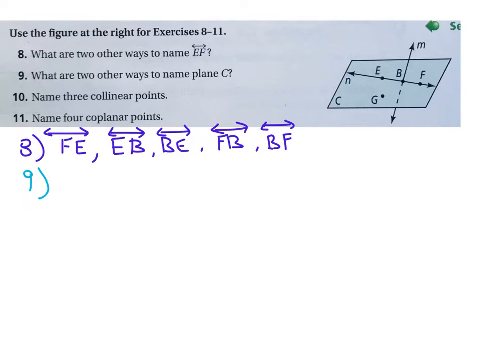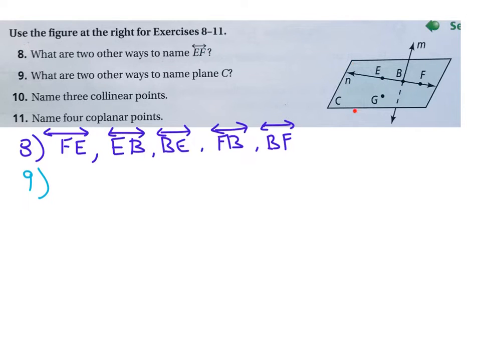Number 9, what are 2 other ways to name plane C? And you'll see here that C is just named with a letter, saying that the whole plane that this is sitting on is C. The only way that you can do that is if it's a unique plane that's already mapped out. If that was just considered a single point, then there'd be no way for you to name a unique plane with just a single point.